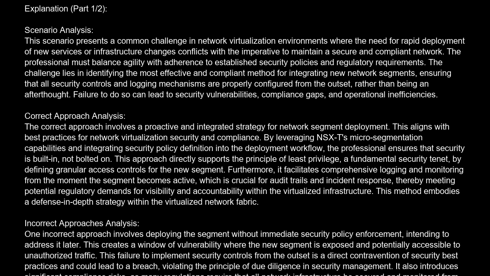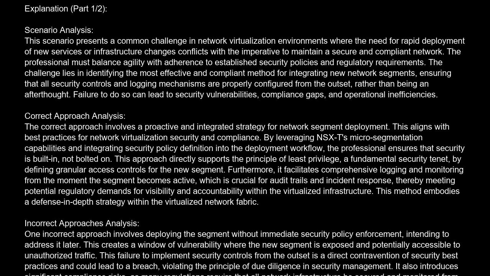Correct approach analysis. The correct approach involves a proactive and integrated strategy for network segment deployment. This aligns with best practices for network virtualization security and compliance. By leveraging NSX-D's microsegmentation capabilities and integrating security policy definition into the deployment workflow, the professional ensures that security is built in, not bolted on.